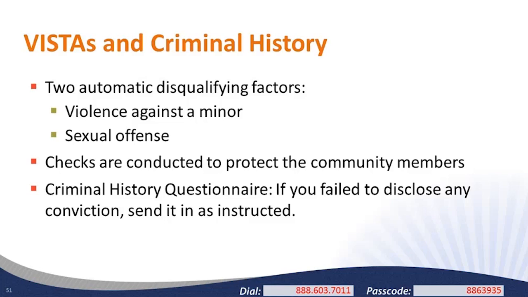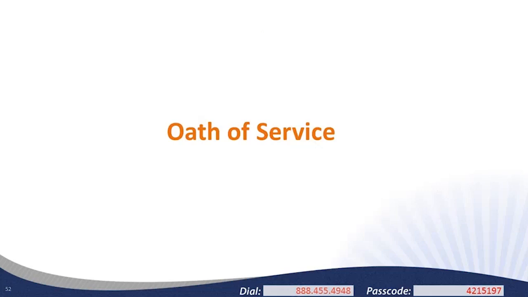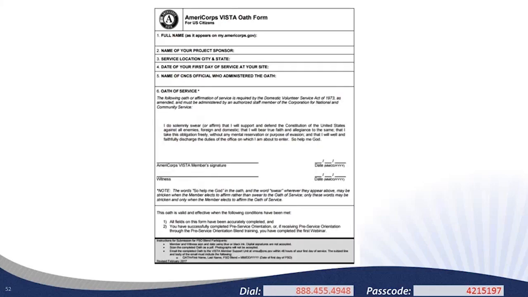So now we get to the really fun stuff, which is your oath of service, which officially makes you a VISTA member, which officially kicks you off your service, and it's one of the most fun pieces. So let's discuss it. To do the oath, you're going to need to have the oath form. We just posted the link in the chat. Your supervisor should have given this to you, but if they haven't, just print off the link that's in the chat. And I do have a few instructions for you for filling out this form.